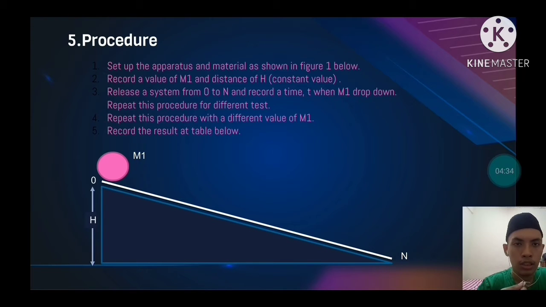And then we go to the procedure. First, set up the apparatus and material as shown in figure 1 here. And then record the value of m1 and the distance of h; the height is constant. And then release the system from 0 and record the time t when the m1 is dropped.